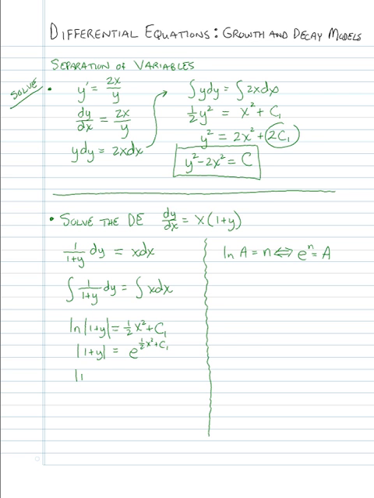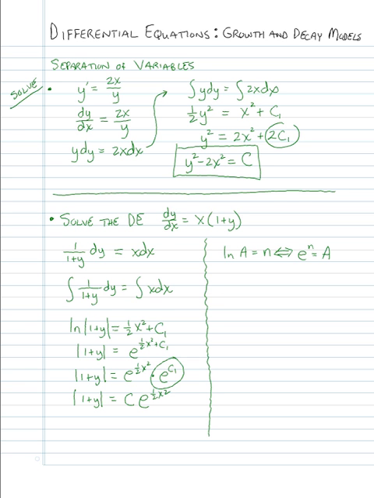Now, rules of exponents would allow us to rewrite, if you will, the right side as e to the power 1/2 x squared times e to the power c subscript 1. After all, when we're multiplying like bases, we would add together the exponents, so we see that those are equivalent. Now, the significance there is that e is a constant, and if we raise it to a power that's a constant, we just have another constant. So we could rewrite this as the absolute value of 1 plus y is equal to, we'll replace e to the c subscript 1 as just some constant times e to the power 1/2 x squared.